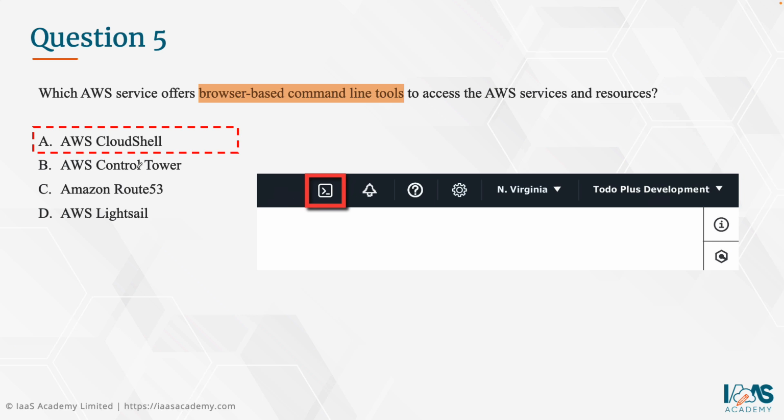The answer option, Control Tower, is clearly incorrect. Control Tower basically allows you to manage a multi-account architecture environment and help you build multi-account environments. Route 53 is a DNS service that helps you manage DNS routing, purchase and management of domain names, etc. And Lightsail is a cut-down version of a virtual server platform that allows you to quickly provision virtual servers with specified configurations at set monthly prices. Okay, so that is question number 5. The answer is Cloud Shell. Let's move on to question number 6.